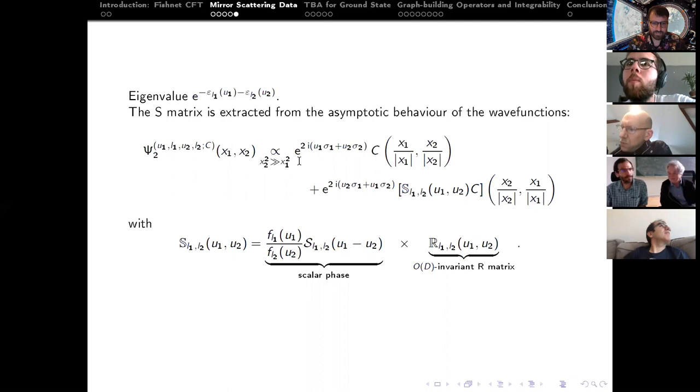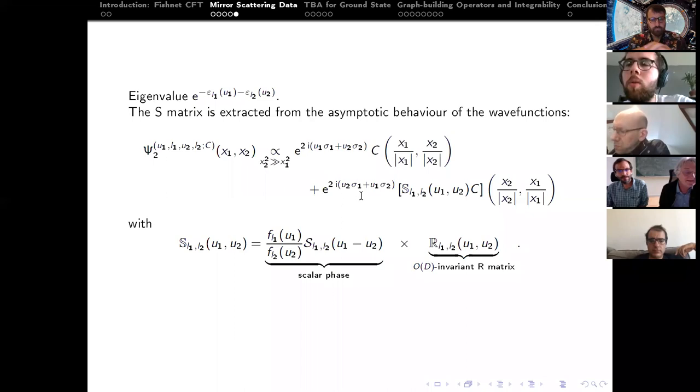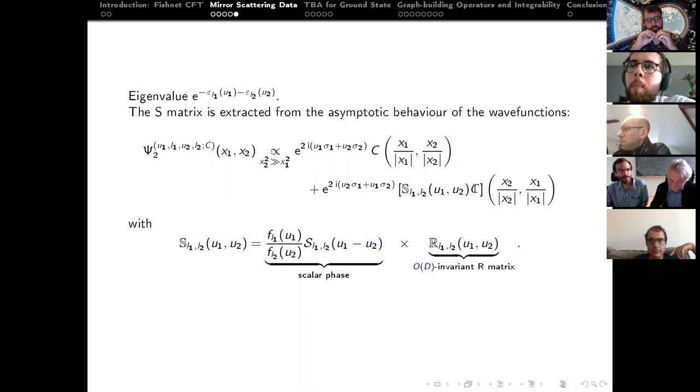There is an overall factor that can depend on x1, x2, but it's an overall factor, so it doesn't matter for the S matrix. And then you have a sum of two terms. The first one is like the momenta are associated with the positions: p1 is associated with the position of the first particle, and p2 with the position of the second particle. In the second term, you switch the momenta: p2 with x sigma 1, p1 with sigma 2. And then there is a matrix that explicitly acts on the tensor structure, the internal structure of the particles. This we were able to compute, as I was saying, in some cases. We conjecture that it is of this form, with first a scalar phase that involves two functions f and s, which have a complicated expression. There are also ratios of products of gamma functions, like the eigenvalue, so I'm not showing them here.